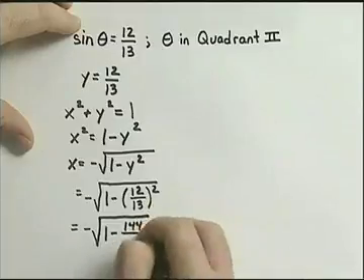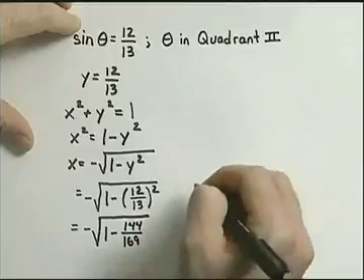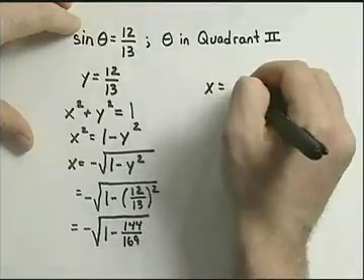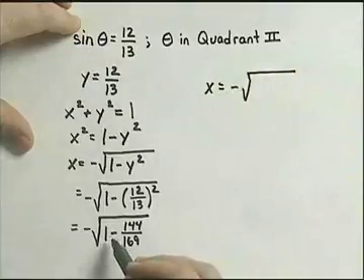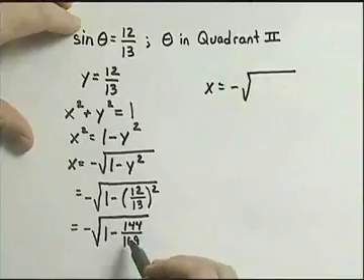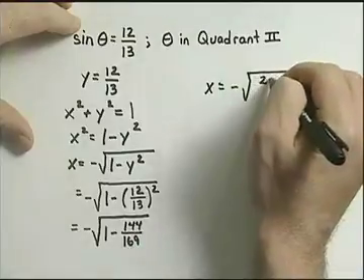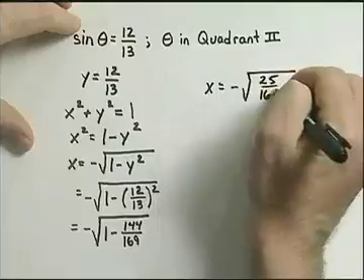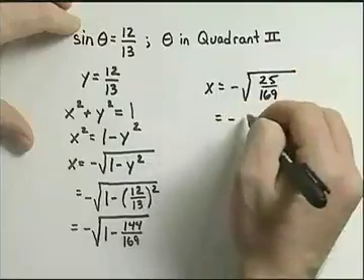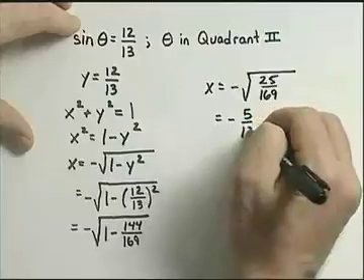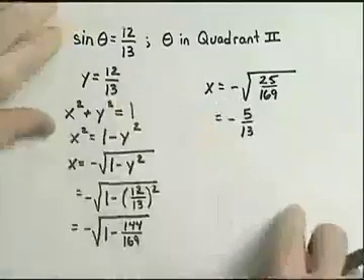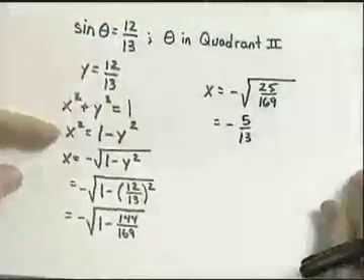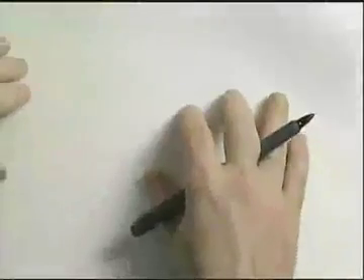144, that's 12 squared, over 169. So x equals negative square root, this is 169 over 169 minus 144 over 169. That gives me 25 over 169. So I have that x is negative 5/13. Now that I know x and I know y, I can use the definition of the trigonometric functions to find the values of the remaining 5 trig functions.